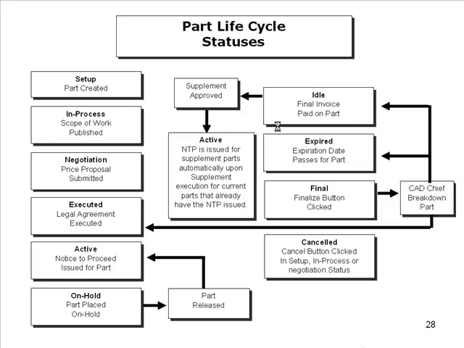On the right, the next status down is final. A part will change to final when the part button is clicked. The CAD chief can break down a part and it can be returned to idle, expired, or executed status. The last status there on the right is canceled, and that will occur once a cancel button is clicked when the part is in setup, in process, or negotiation statuses.